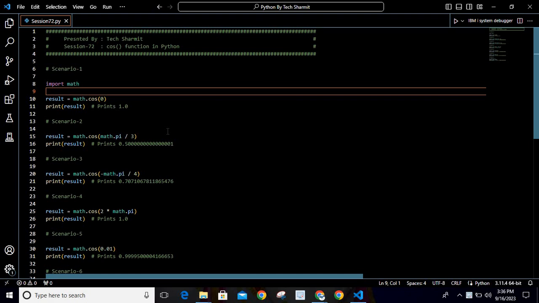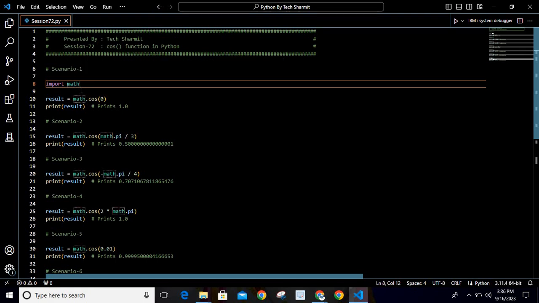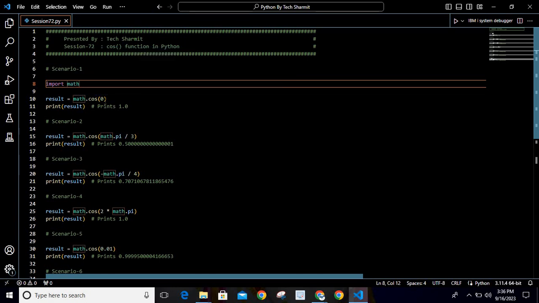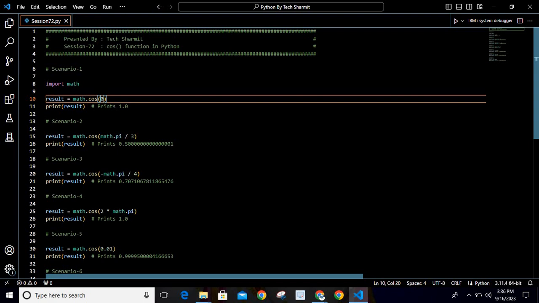Now, before using this function, we have to import the math module, because this is the only module where this cos function resides. So on line number 8, I have written this line, import math. Now the math module is imported, and from here you can use this function math.cos, and as an argument I am passing the value 0, so it will be considered as radians, and for that radians it will calculate the equivalent cosine of angle.